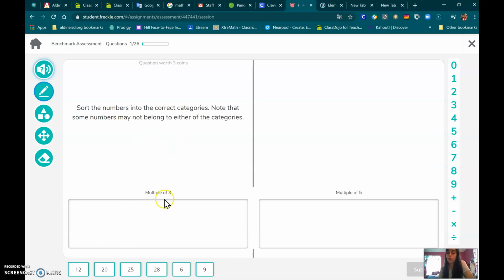Note that some numbers may not belong to either of the categories, and if they don't belong, you don't choose them. So, multiples of 3, like multiplying times 3, like counting by 3s and counting by 5s. I like the vocabulary a lot. There are 26 questions. I know it's a lot, so I might readjust that setting.